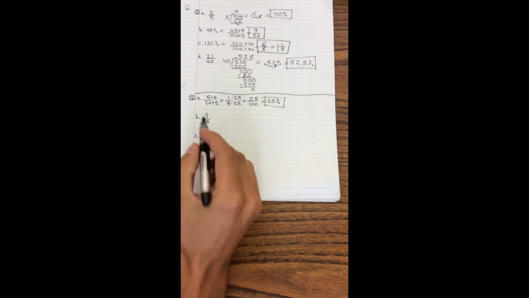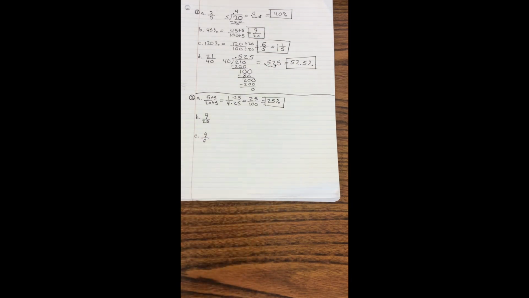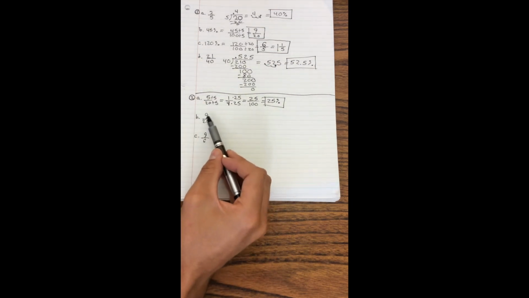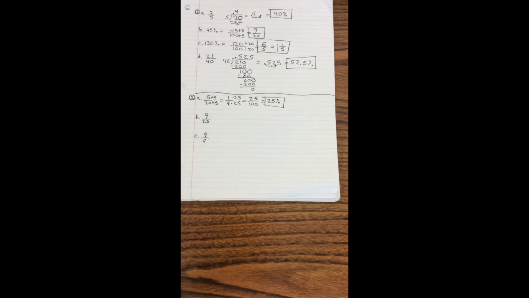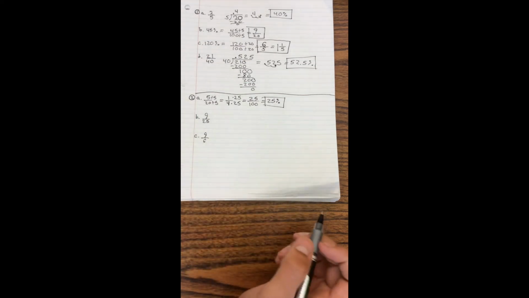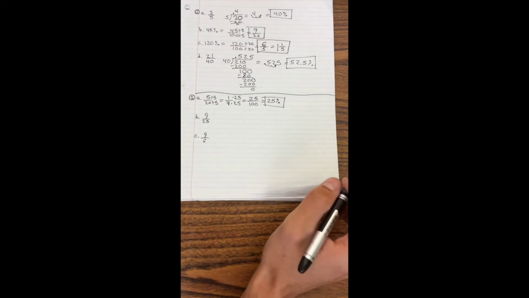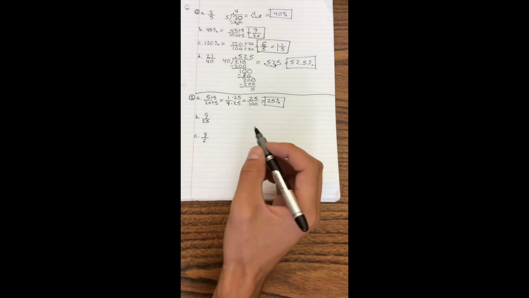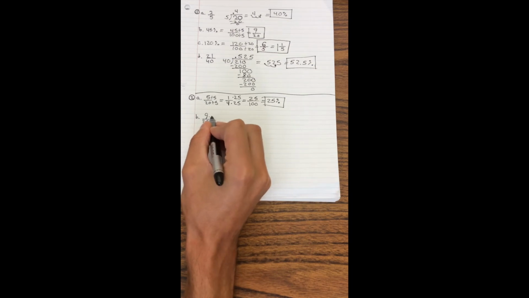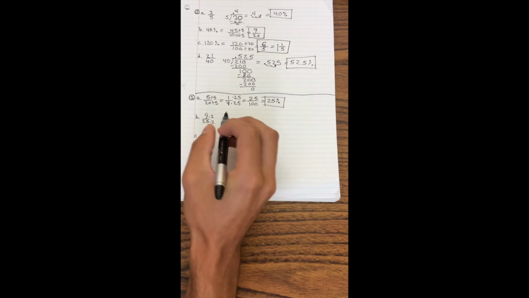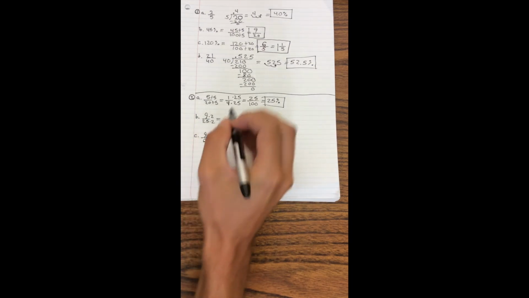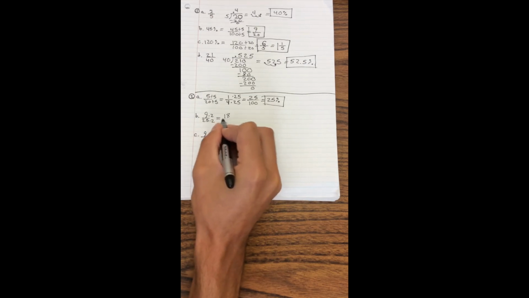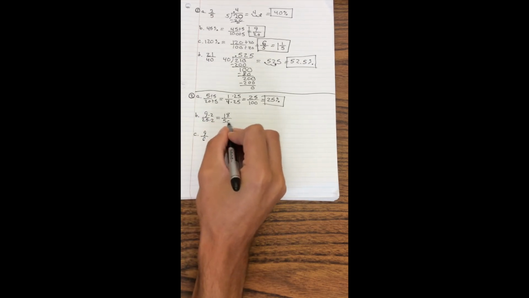All right, letter B, 9 over 25. I need an equivalent fraction first. Is there anything that goes into both 9 and 25? No, there is not. There's no number that goes into both 9 and 25. So I'm going to have to go the opposite direction. So we're going to make it bigger. If I multiply the top and bottom by the same number, I'm going to use 2. 9 times 2 gives me 18, and 25 times 2 gives me 50.